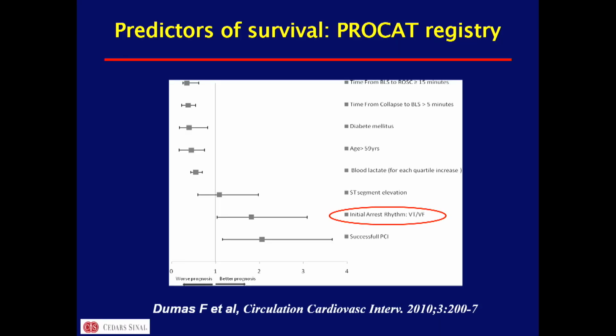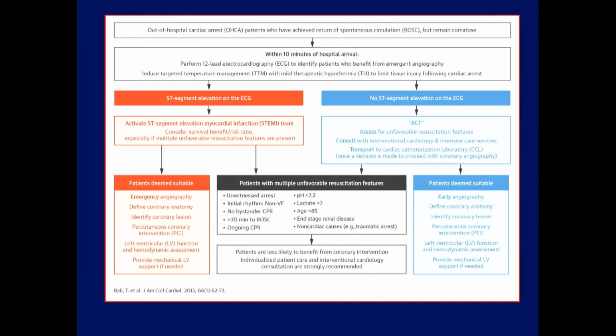But when you looked at this from the PROCAT registry, the patients that survived were those who had a shockable rhythm, and number 2, if you had successful PCI. But there's probably a reason about how you select those patients, and ST elevation was on the right side. And the other things that made you worse were older age, high lactates, diabetes, and the time to arrest, which were all poor prognostic factors.